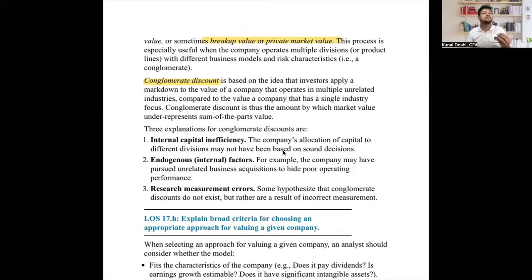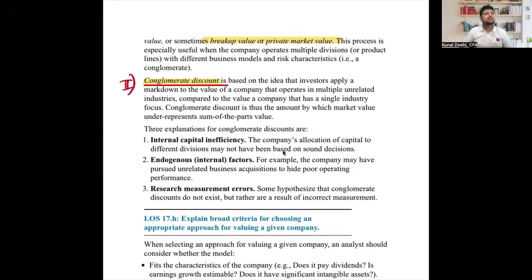Sometimes the value of the business individually is much bigger than the combined valuation. Then we are going to look at conglomerate discount. In fact, we are going to calculate conglomerate discount when we do private company valuation at the end. Remember, one of your last topics is private business valuation, where we are going to do conglomerate discount.